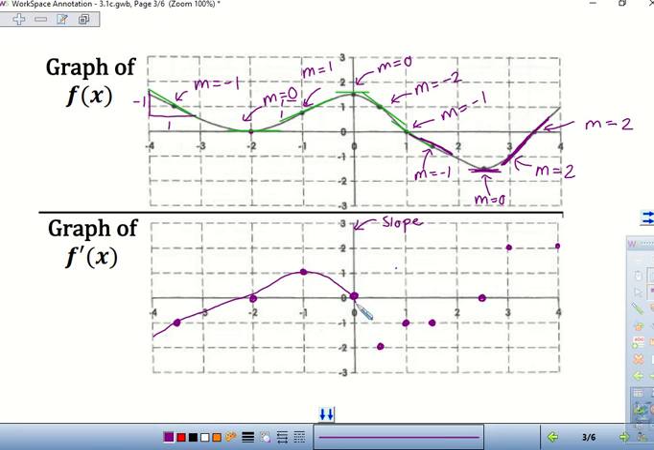What you've just graphed is the instantaneous rate of change graph for the function. So you basically just graphed the derivative function. That's how you do it. You estimate slopes at each point, and then you graph the slope as the y-axis of the derivative graph. Okay?